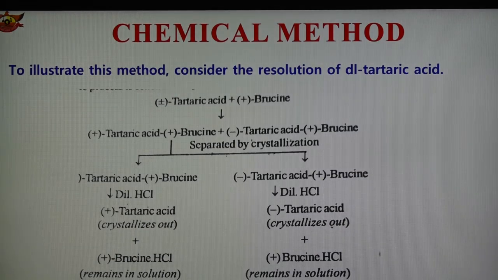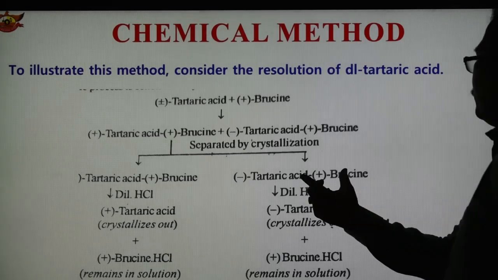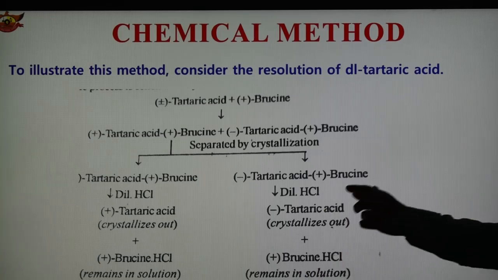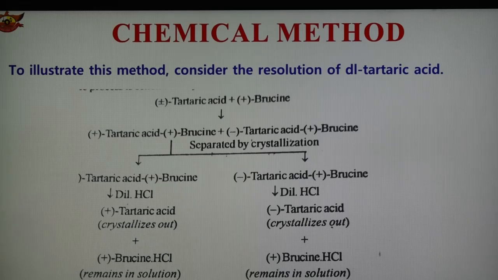When we add dilute HCl to the negative tartaric acid brucine, because both are present, the tartaric acid and the brucine get separated by adding the dilute HCl. The brucine remains in the solution and we crystallize out the tartaric acid. So positive and negative tartaric acid can be separated by using this chemical method.